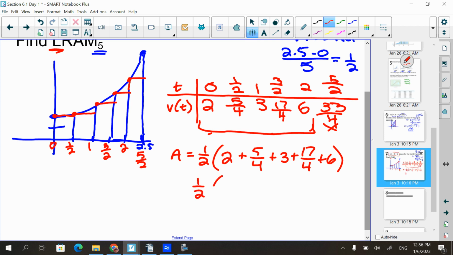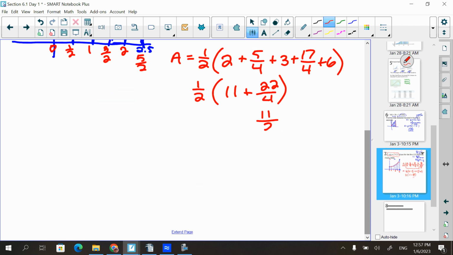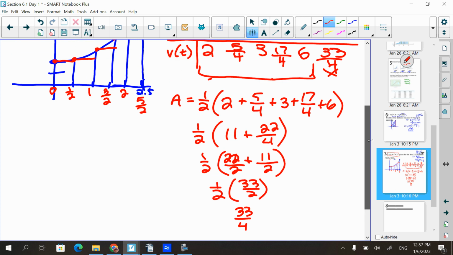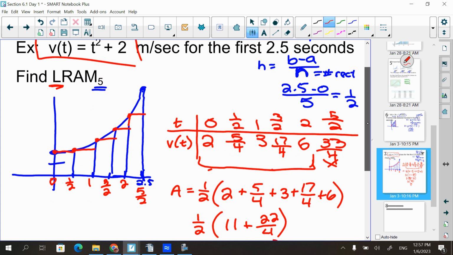So we have 1/2. Now let's see. 2 plus 3 plus 6 is 11. 5/4 plus 17/4 is 22/4. 22/4 is 11/2. I probably change that to 22/2 right there, because remember, this is going to be on the non-calculator. So that's 33/2 times 1/2, which is 33/4. Sorry, put my fourths too soon. 33/4. Now, do they give me a label? If it was meters. Yeah, meters.